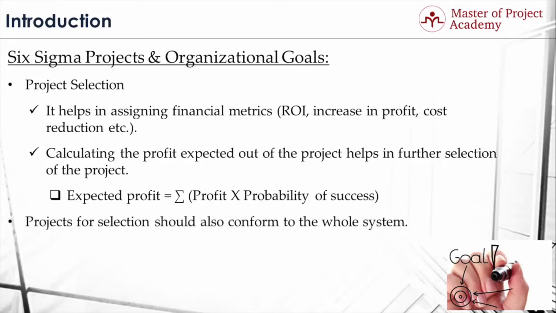Projects for selection should also conform to the whole system. The effect of proposed changes on other processes within the system should be considered. Improvement in any one process of a business system should not reduce optimization of the other processes in the system. Now, let's see responsibilities in a Six Sigma project.